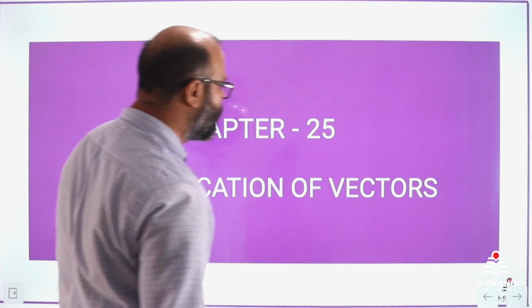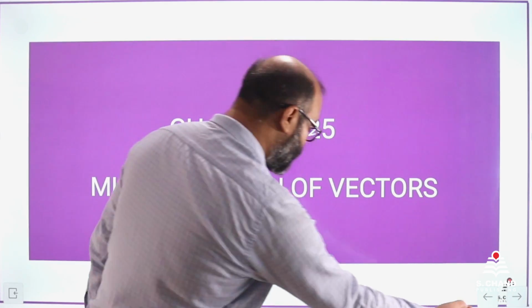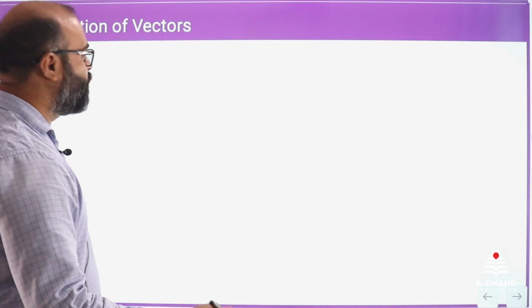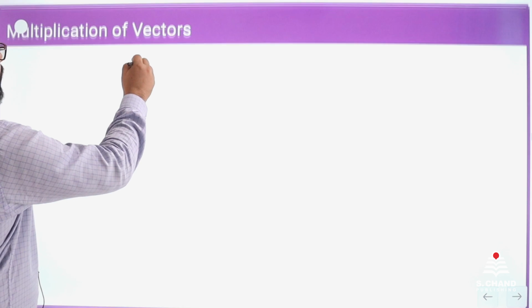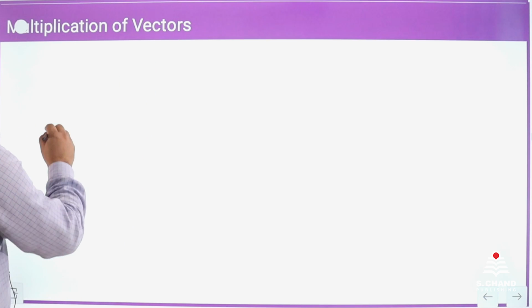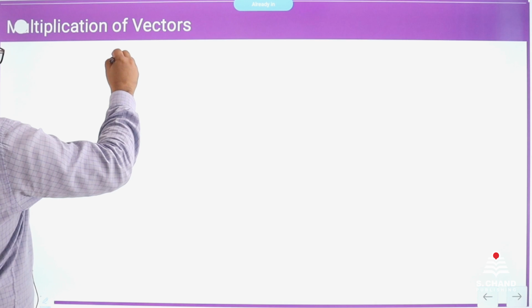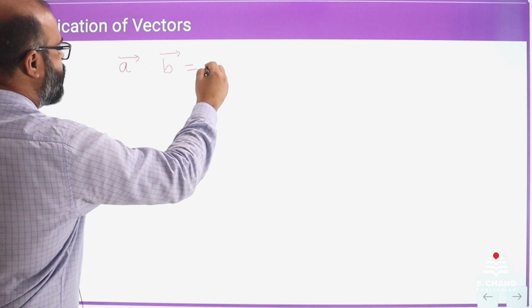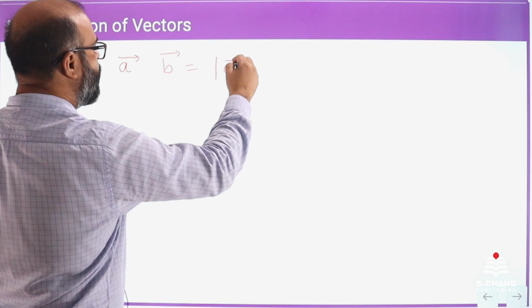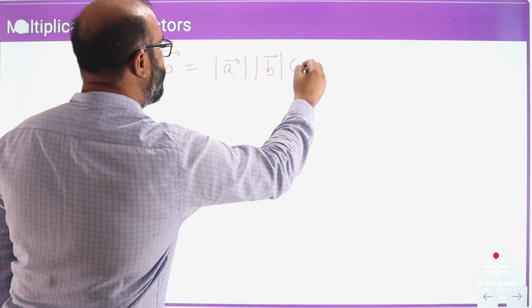So the chapter which we are discussing is chapter number 25, multiplication of vectors. There are some basic concepts about multiplication of vectors. If we say a vector A is there, and we are taking the dot product with another vector B, this would be mod of A into mod of B and then cos theta.